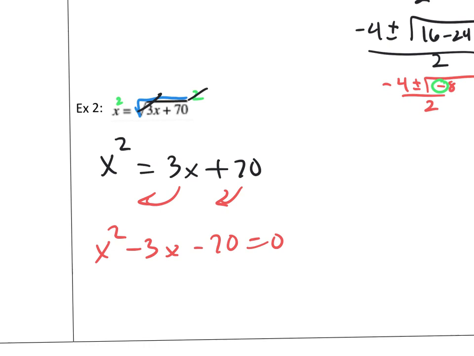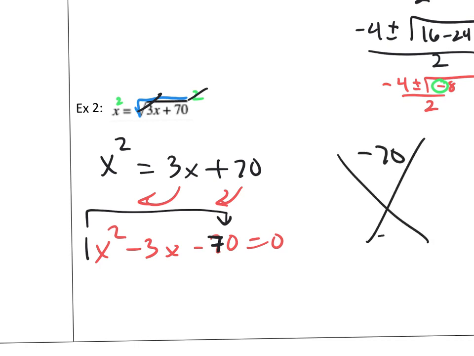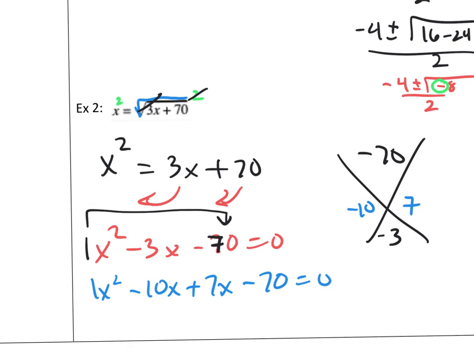So once again, I want to try to factor, because I love factoring over the quadratic formula. So I want numbers that multiply to give you negative 70, but add to give you negative 3. And I think I have something. So negative 70, but adds to give you negative 3. I'm pretty sure I could make this negative 10 and 7. And I think it's going to work. So let's go ahead and continue to factor. 1x squared minus 10x plus 7x minus 70 equals 0.